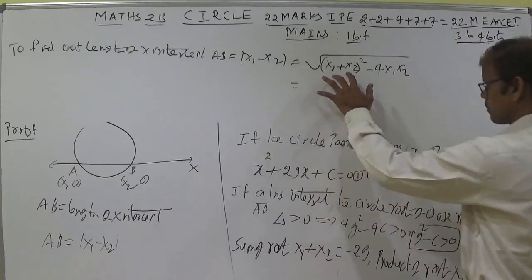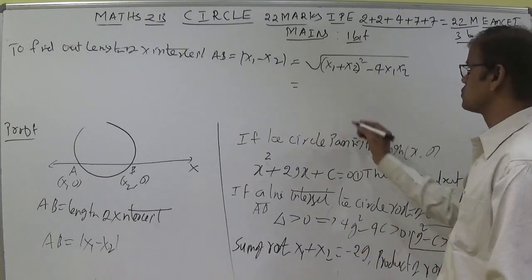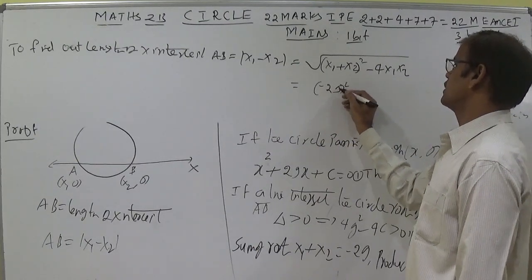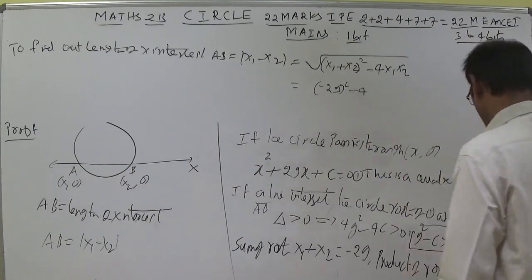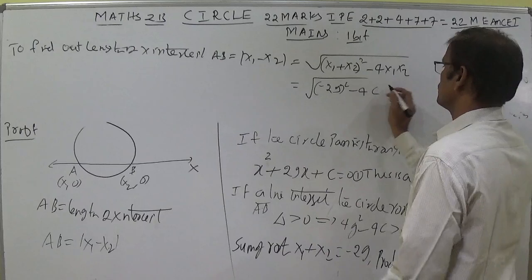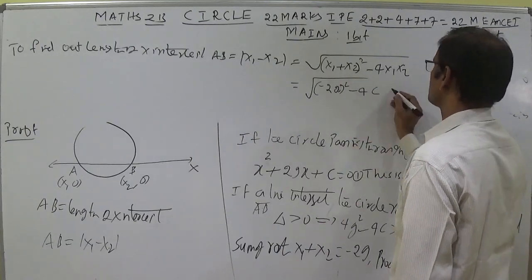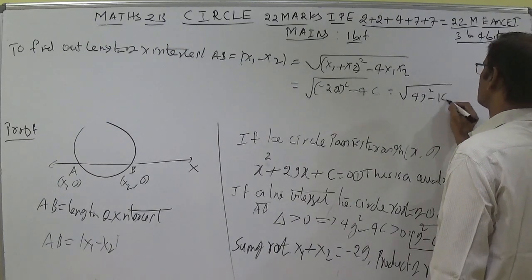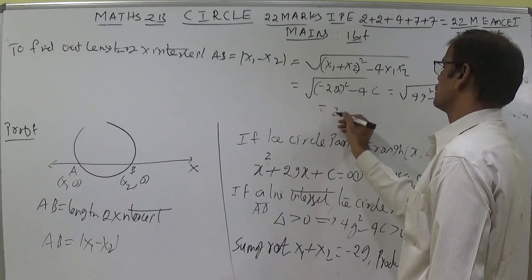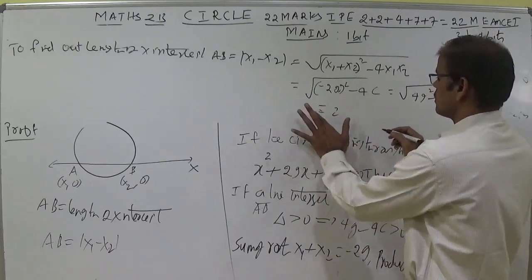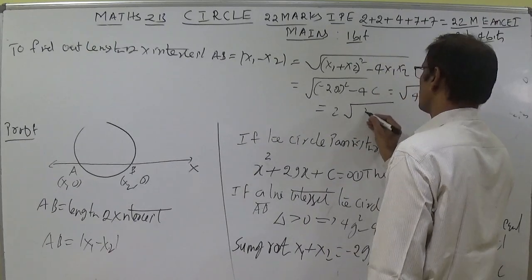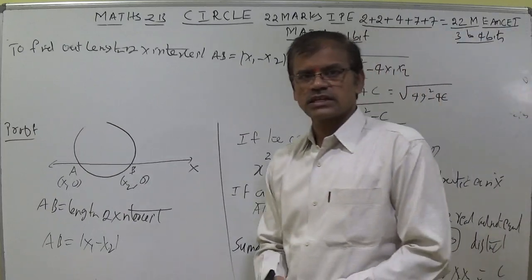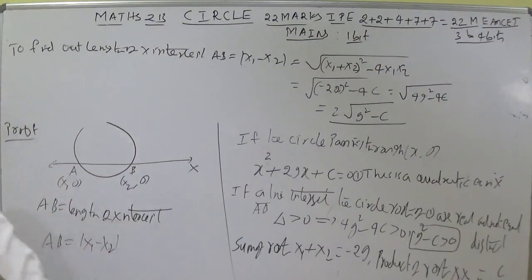Here x1 plus x2 whole square, we already got, is minus 2g whole square, minus 4 into x1x2, which is 4c. So this is 4g square minus 4c. In the root, you can take 4 common outside the root. Then you can write 2 root g square minus c is the length of x-intercept.